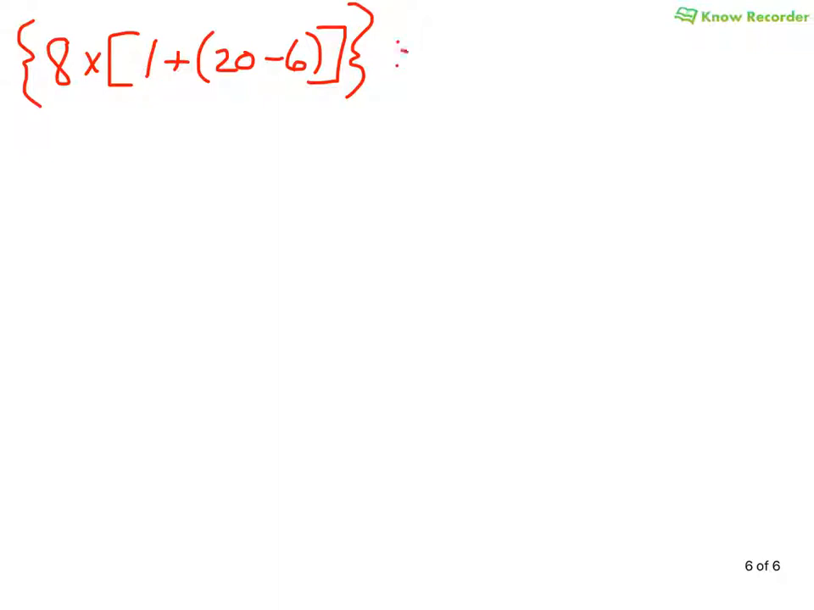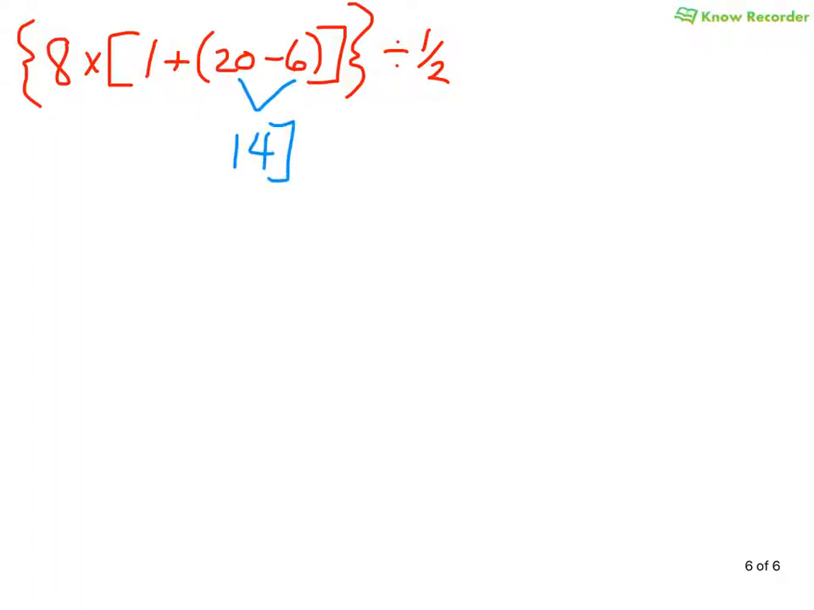And I caught a bunch of you here today because a lot of you thought the answer was 60 and it was really 240. So here we go. Parentheses first. So, brackets, let me get my pointer. Braces, brackets, parentheses. You always do the innermost first. So 20 minus 6 is 14.